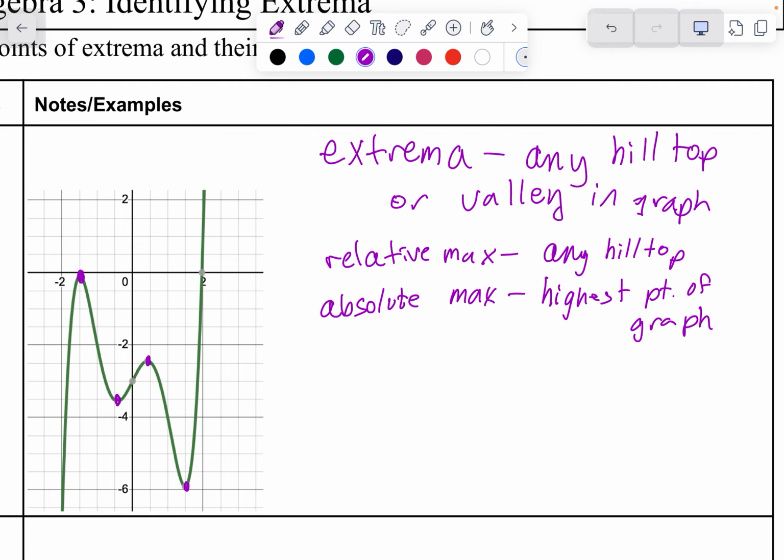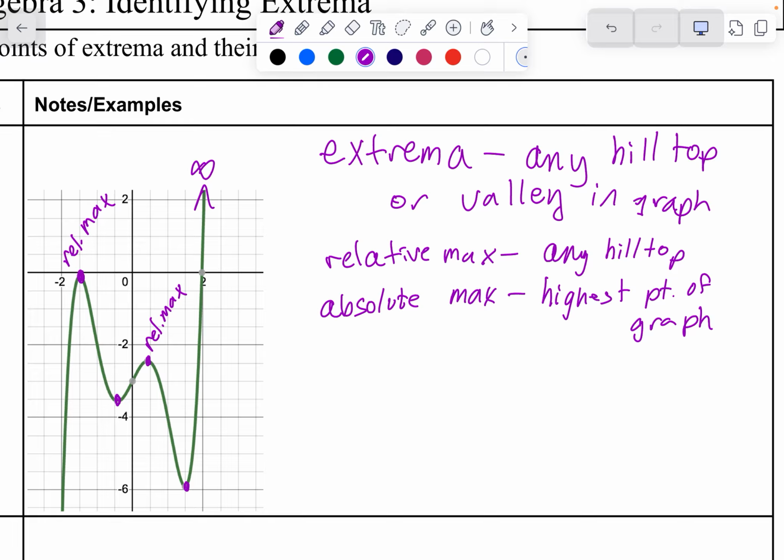Now, if we take a look at the graphs that we see here, here's a hilltop. This is a relative max. And I'll just put RELMAX, the quickest way to do it. This is a hilltop. It's a relative max. It is not the absolute max of this graph. The absolute max of this graph is infinity. So it has no absolute maximum.